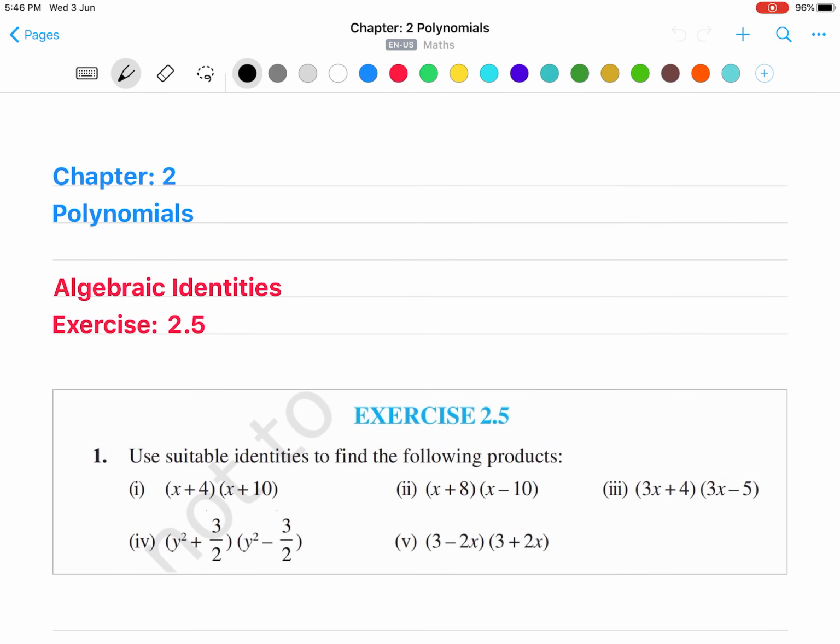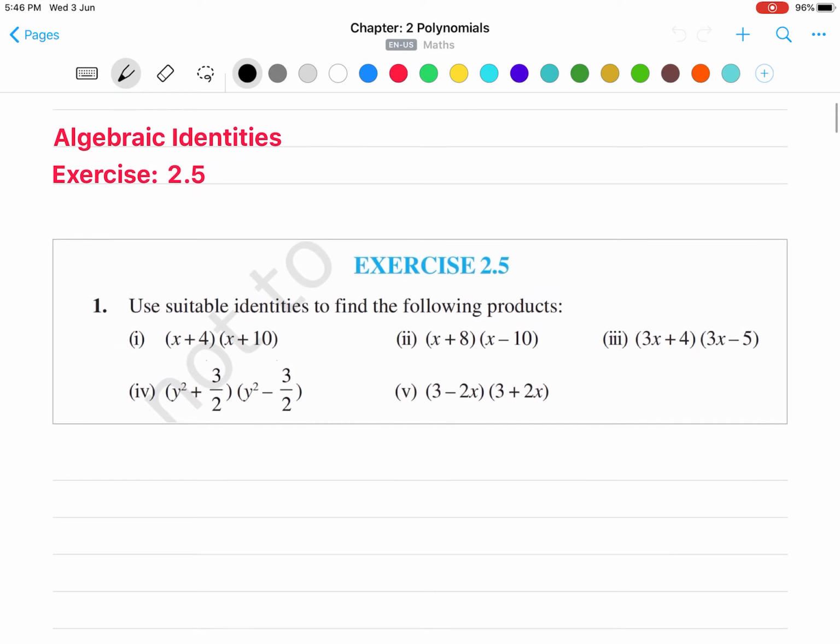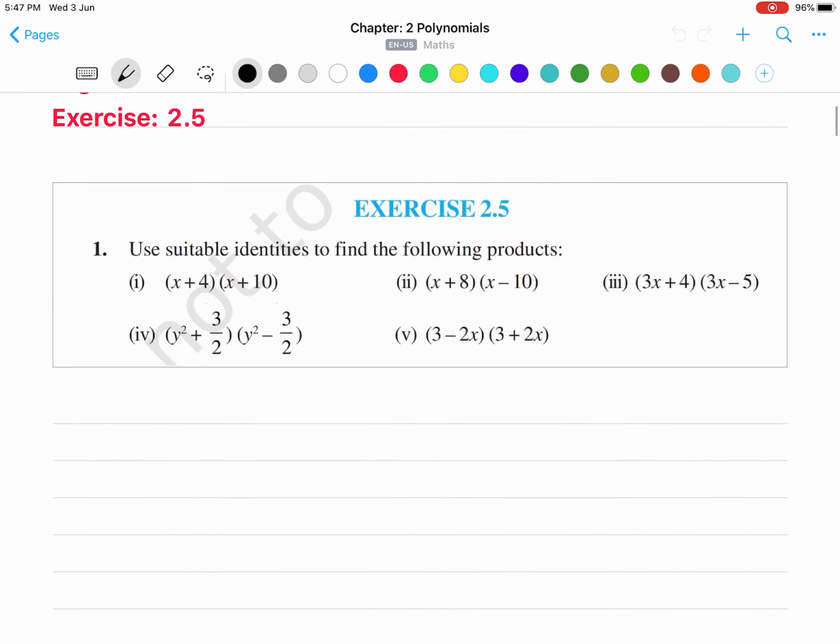So we are doing chapter number 2, polynomial algebraic identity, based on which we have exercise 2.5. This exercise in total has 16 questions. We'll cover the first few questions in this first session, then the remaining in the second part of this video. Okay, let's start with the first question. Use suitable identity to find the following products. Okay, so let's start.